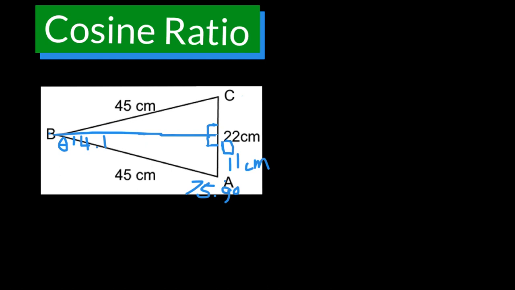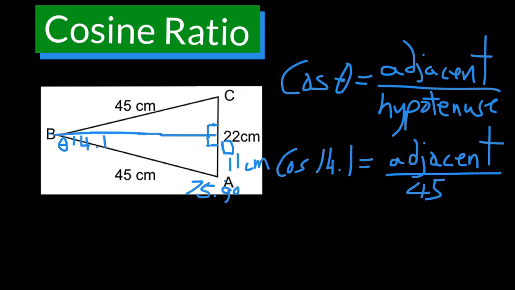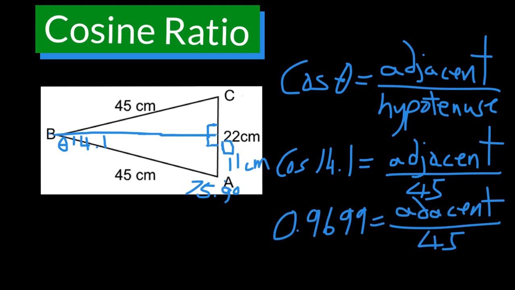So angle theta is 14.1 degrees, and side BD is adjacent to angle theta, so we can use the cosine ratio to find the measure. The cosine of theta equals the adjacent over the hypotenuse. So the cosine of 14.1 degrees equals the adjacent over 45 centimeters. Now, using a calculator or a table, we find that the cosine of 14.1 degrees is 0.9699.